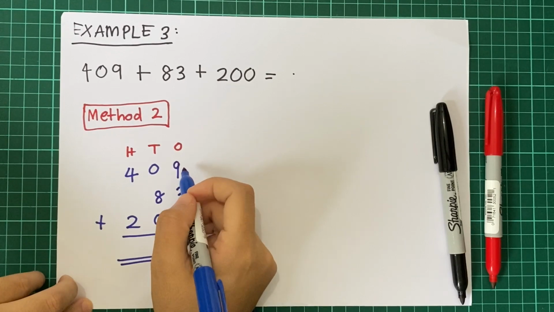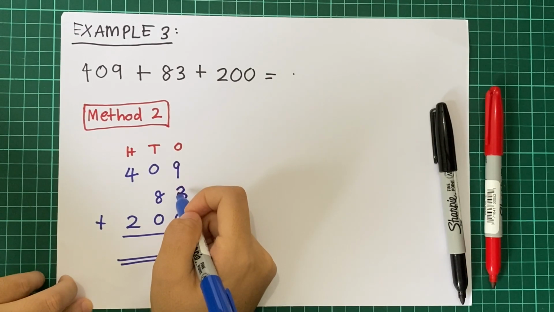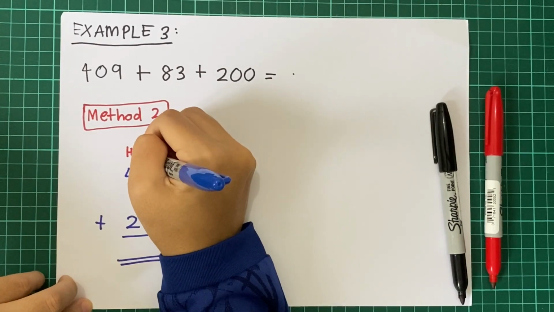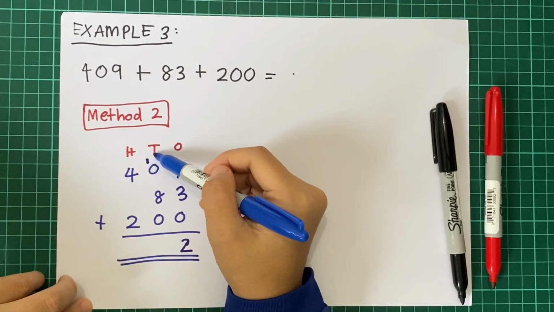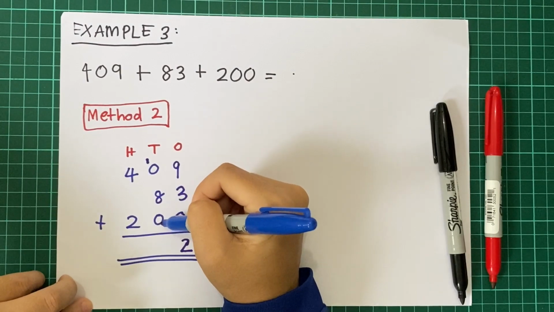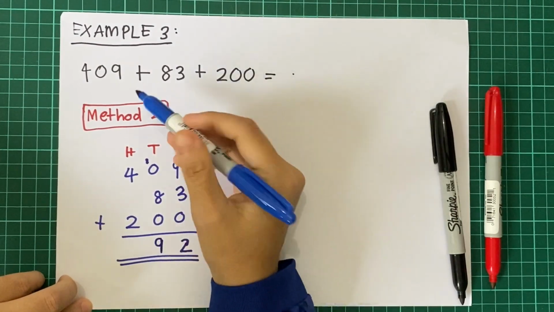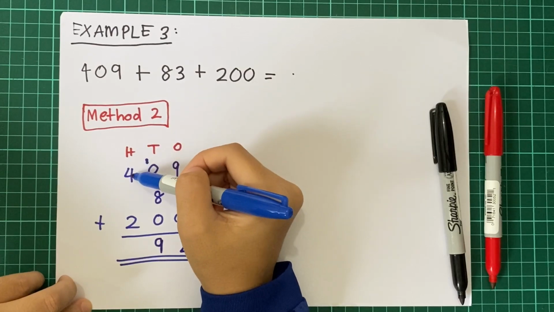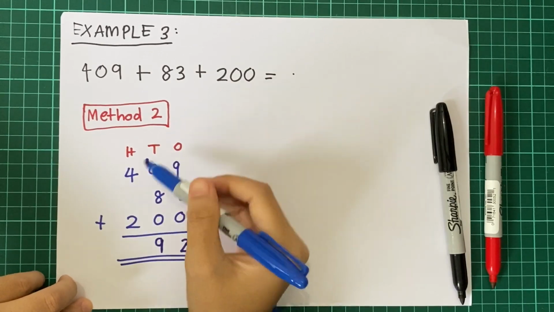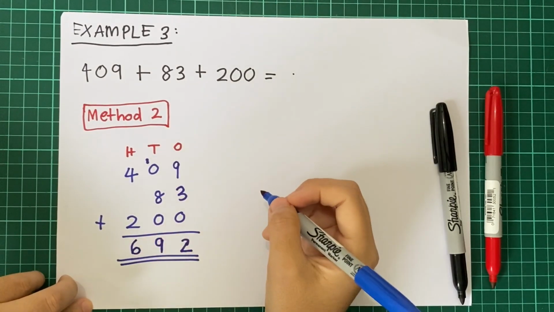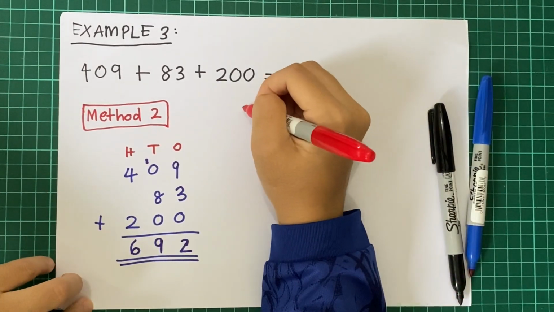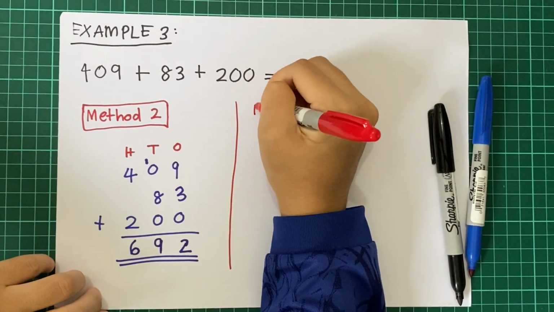Start with the ones. 9, you plus with 3, you get 12, and then you plus with 0, still 12. Write down 2 and bring up 1 to the next side. For tens, 1 plus 0 is 1, plus 8 is 9, plus 0 is 9. And then for the hundreds, 4, you plus with nothing, 4 plus with 2, 6. So, you get 692. Let's compare this answer if we use method 1.